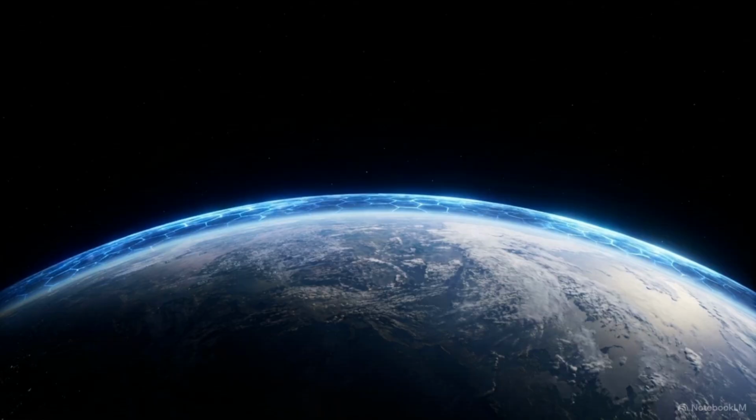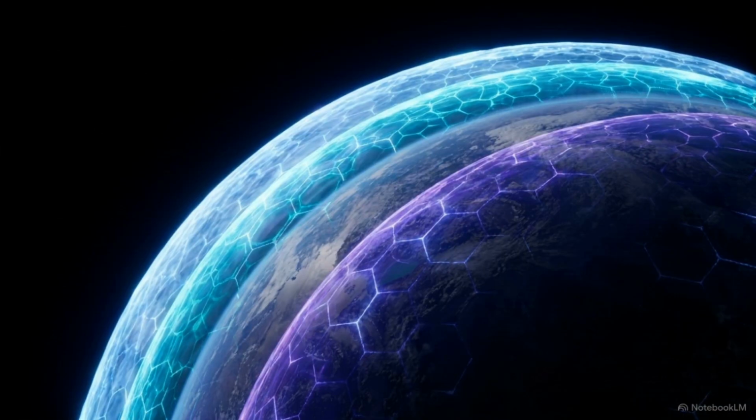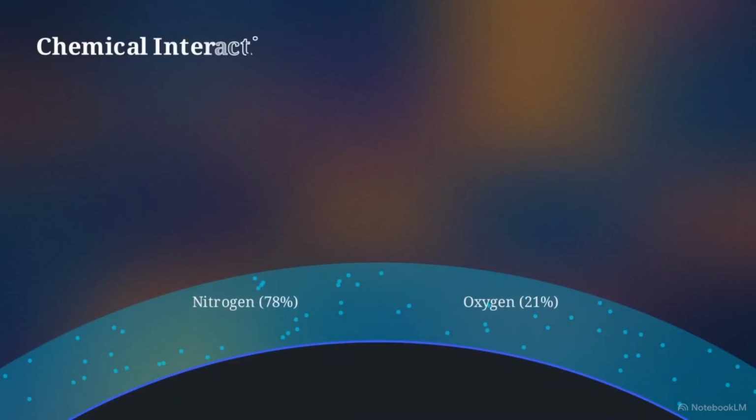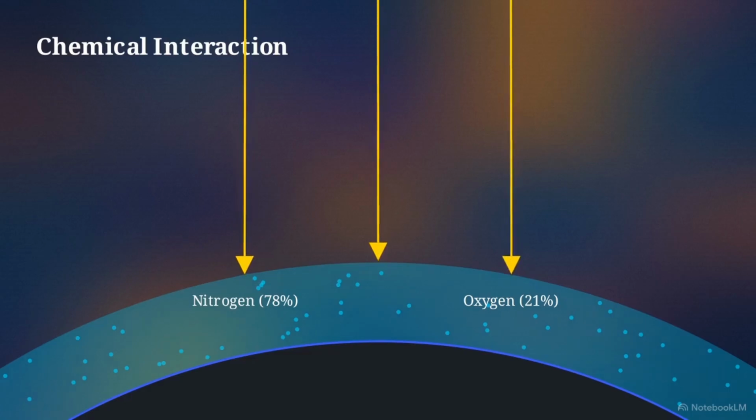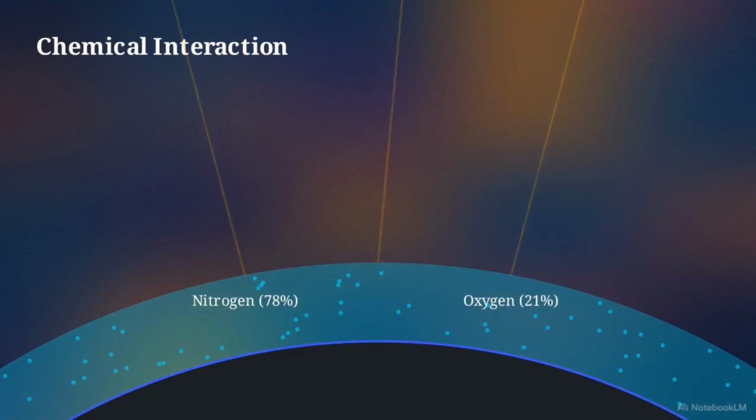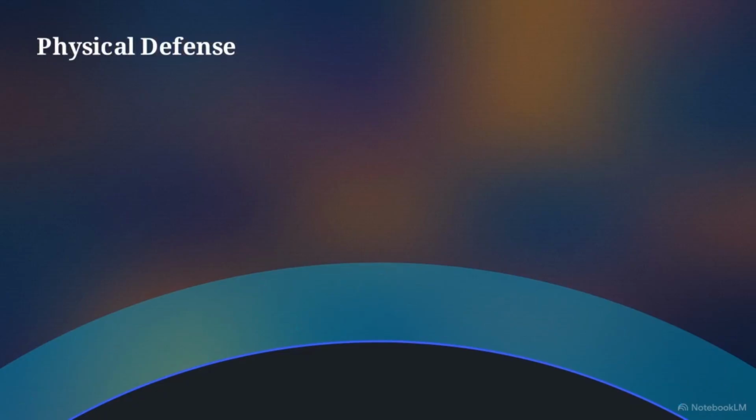single exception to exist. The preservation of life begins with a narrow blue line, the atmosphere, which functions as a multi-layered biological shield. This diagram shows the specific chemical interaction. A dense layer of nitrogen and oxygen intercepts high-energy solar radiation and reflects it back into space. The shield also provides a physical defense. Incoming space debris and micrometeors encounter friction so intense they incinerate before impact.